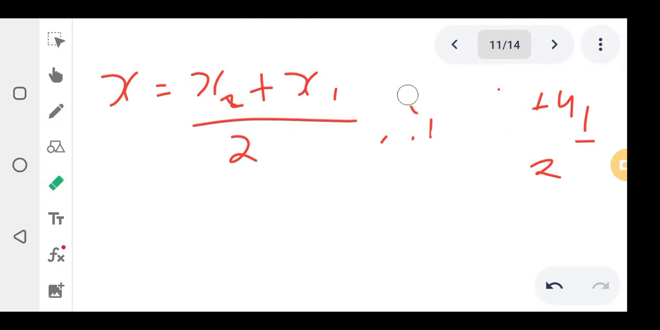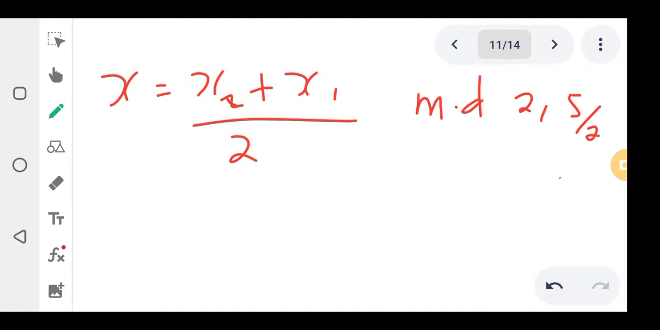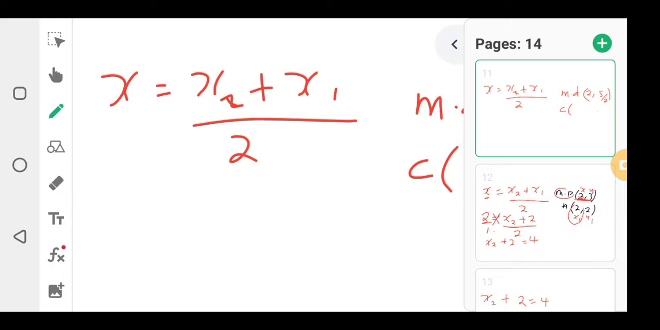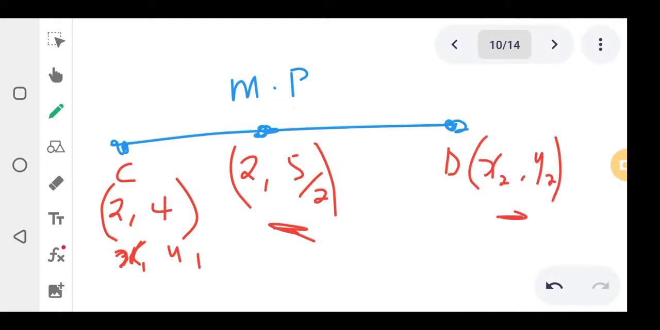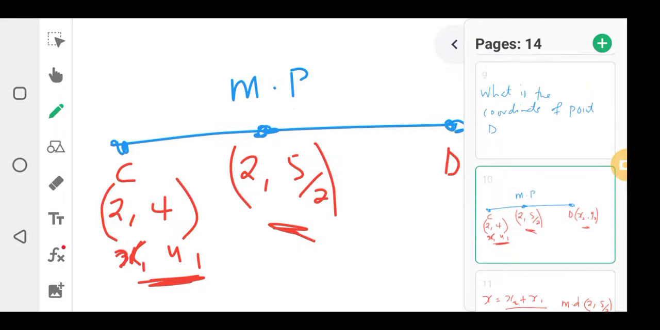Let me just start with x first so that I don't confuse you. So I use the whole of this space for x. The midpoint here is 2, 5 over 2. And then our point C, you remember what our point C is? Where is that line? We labeled it. Okay, our point C is here, 2, 4.